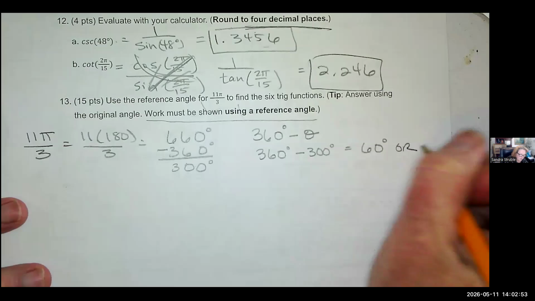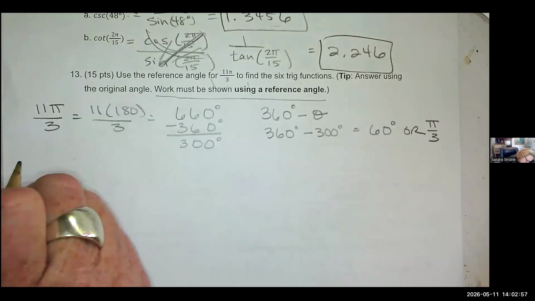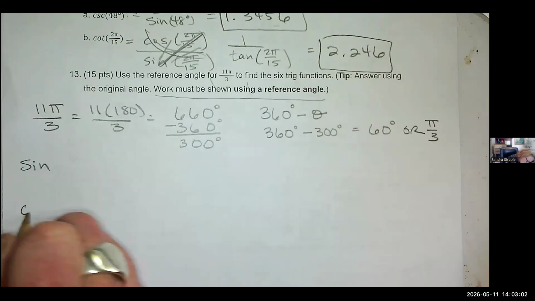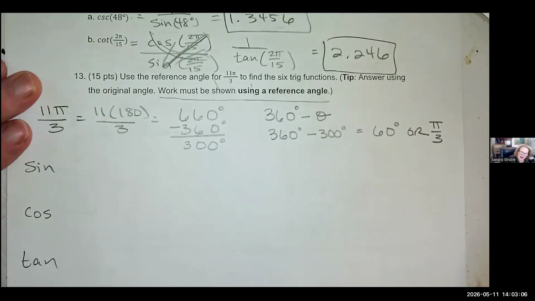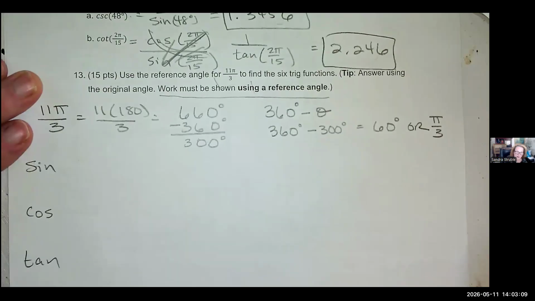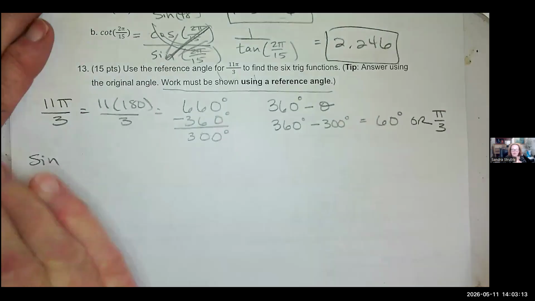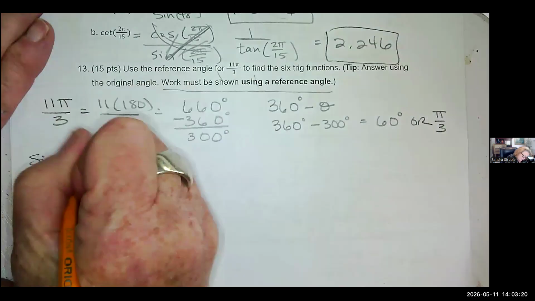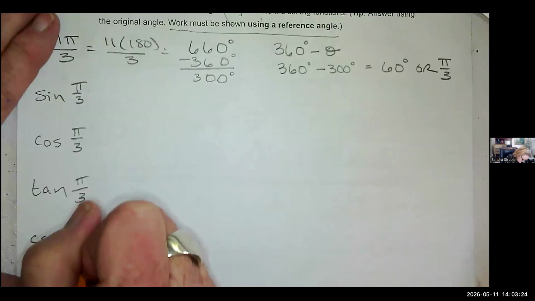All right, so I'm going to use my, let's see, I've got sine, cosine, tangent, cosecant, secant, and cotangent. Now, I don't care if you write 60 degrees or pi over 3. At this point, I just want you to show me using your reference angle. Muy importante. So pi over 3, you can't use theta because we actually have an angle here. If you use theta, I don't know what the heck you're talking about. You're just saying blue. I don't know what that means.